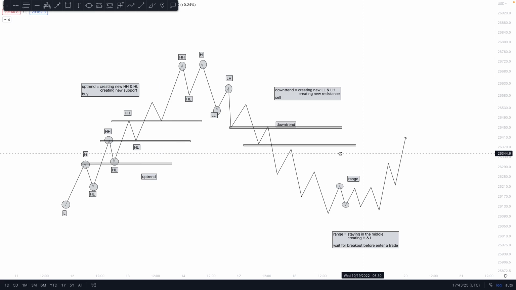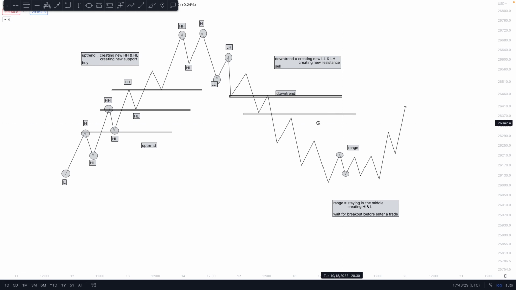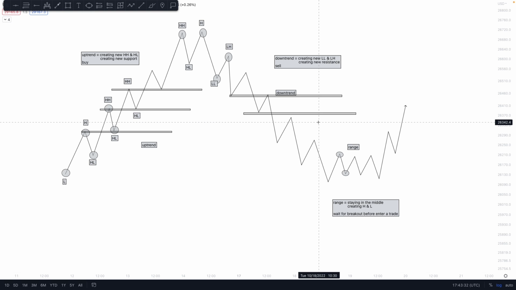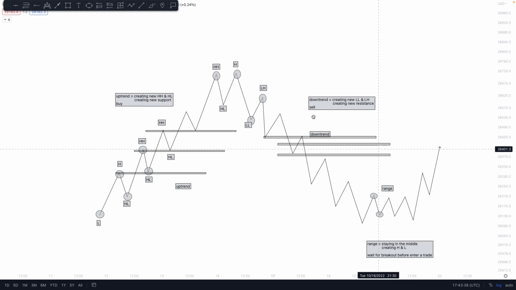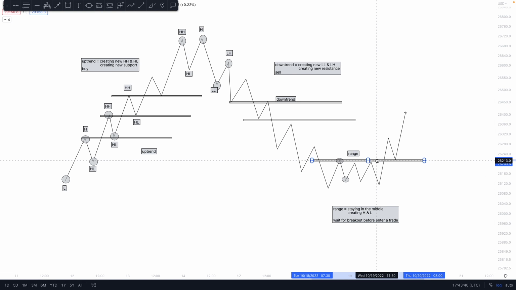Now, a range is basically where the market just creates a high and a low. The market is not even breaking to the upside or downside, so basically when the market is in a range, you guys just want to wait for a breakout. So very simple. Let me just put this for you guys over here. We have a resistance level and we have a support level.